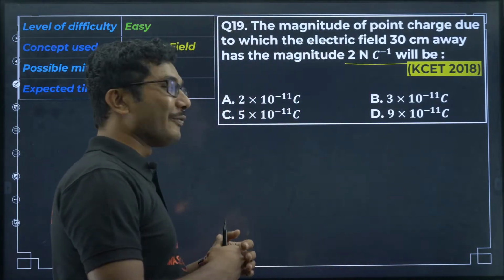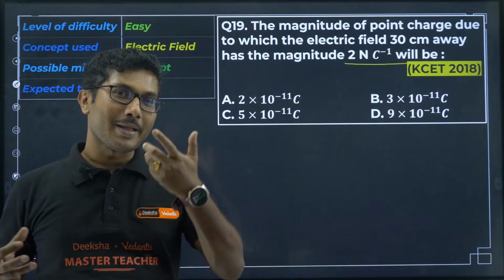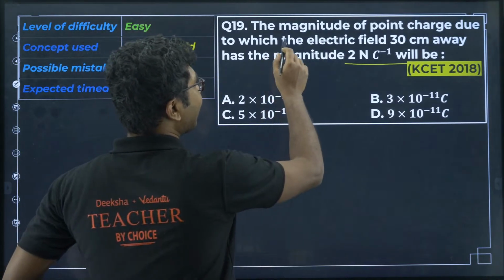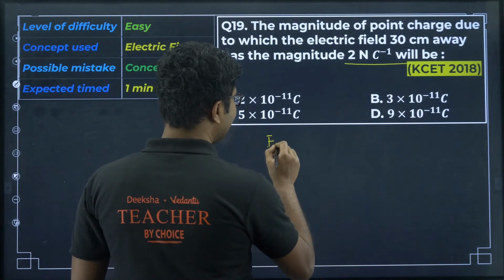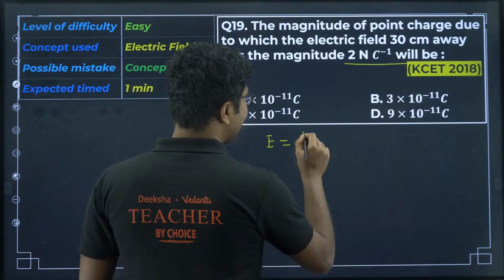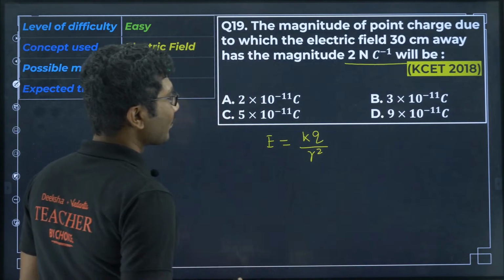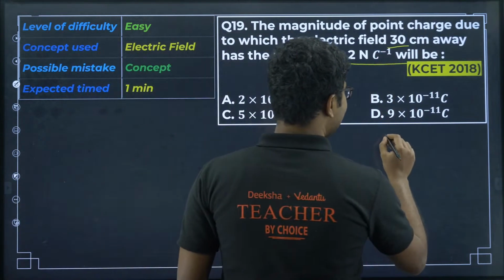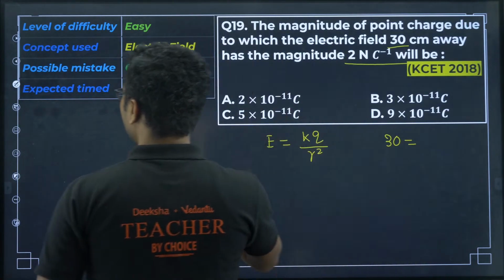So, you have to be careful whenever they ask you when the force will be maximum. Force will be maximum when the charges are separated into two equal amounts. Now, the magnitude of point charge. We are given electric field due to a point charge, so KQ by R square, easy question. Only the thing is that this is 30 centimeter. 30 centimeter is equal to 30 into 10 to the power of minus 2.